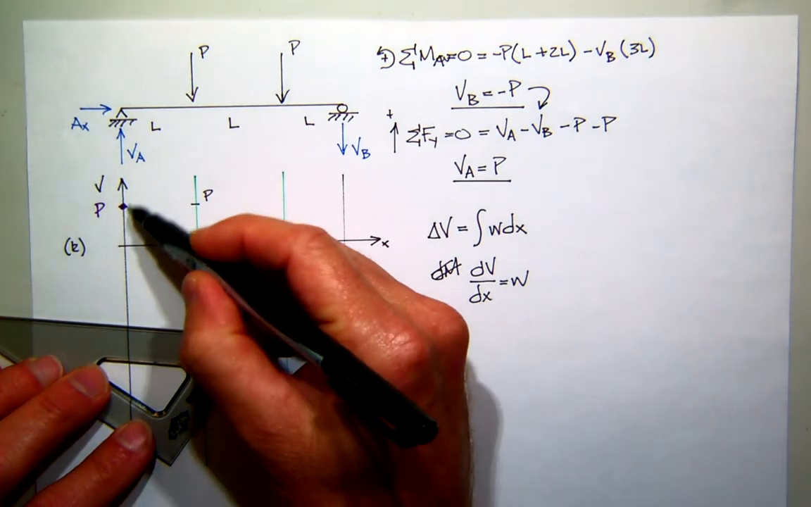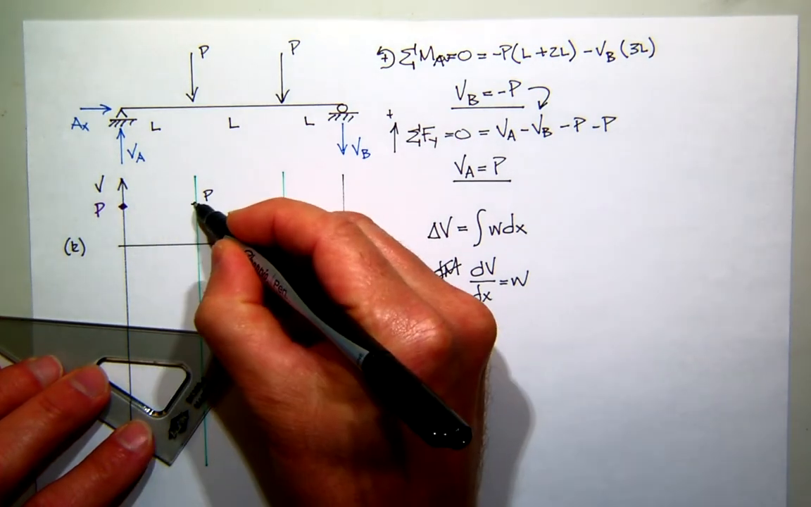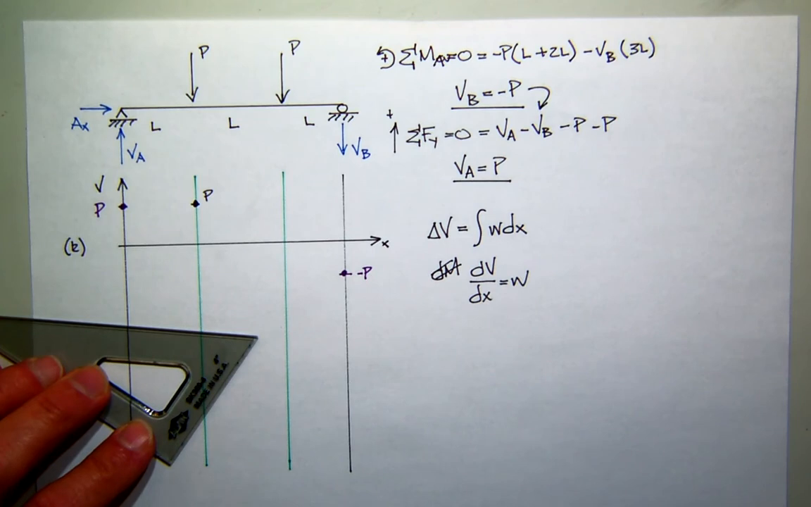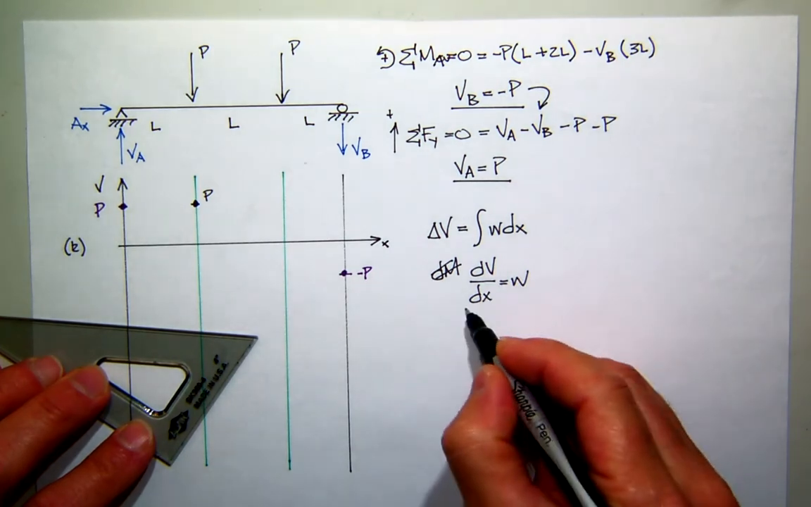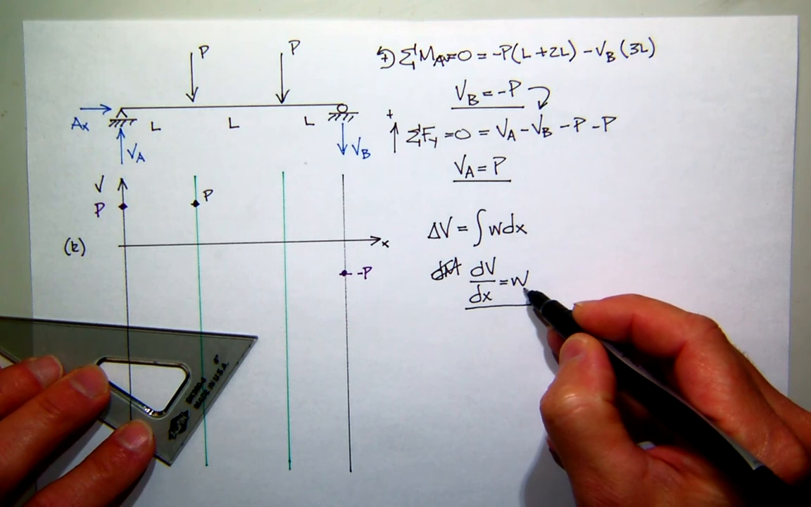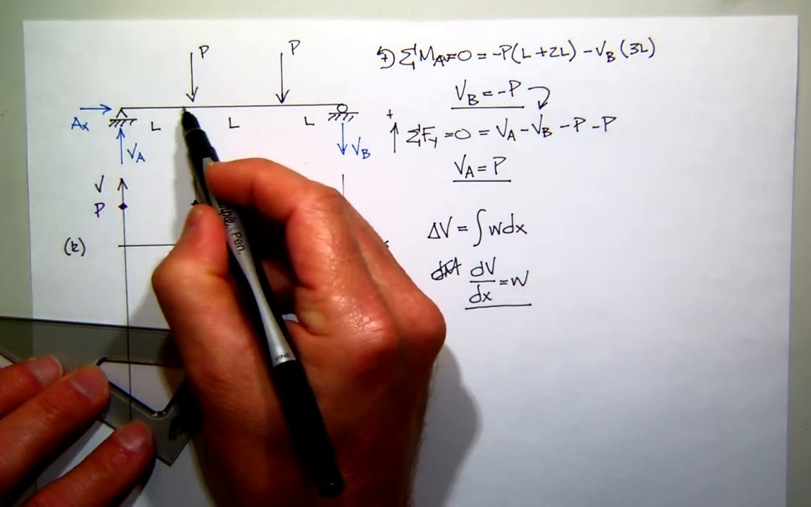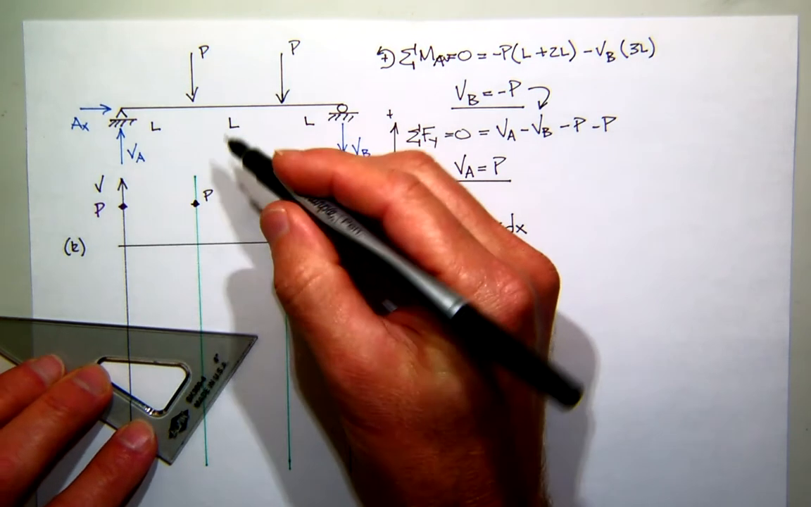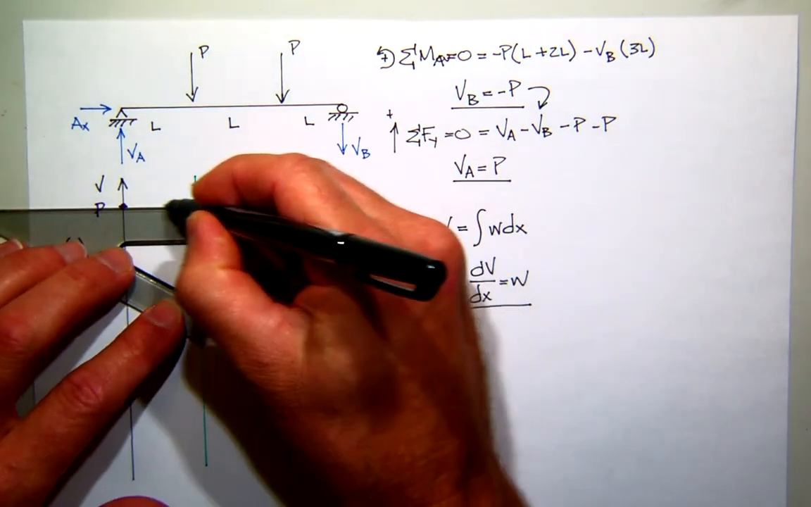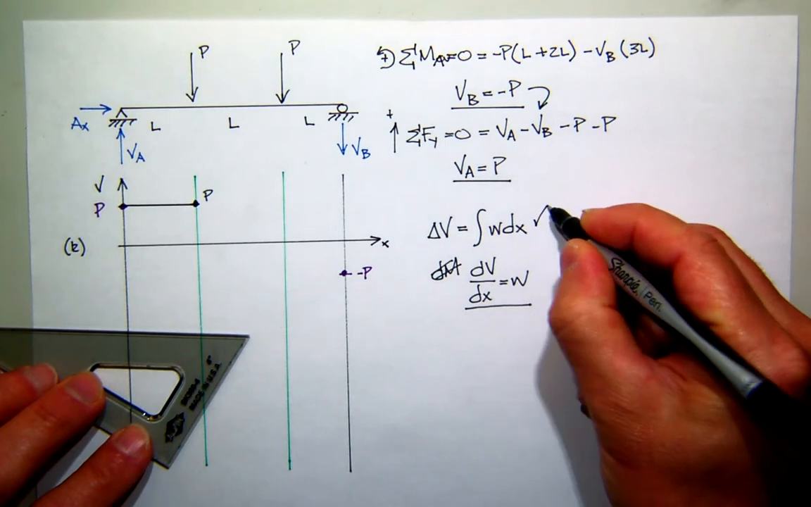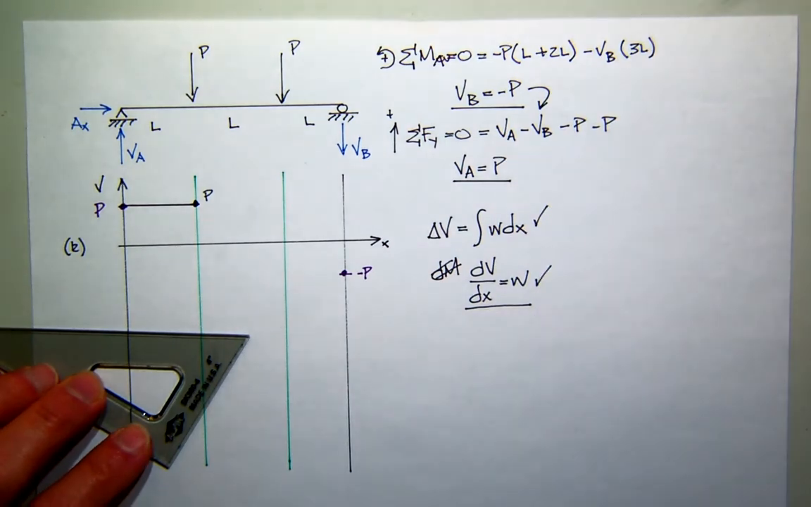Now how many curves can you imagine that would fit through these 2 points? Well, technically an infinite number. There's only one that's right, because only one of them satisfies this relationship, which says the slope is equal to the load. What is the load? 0. And what does 0 slope look like? Horizontal line. So that's the only curve that satisfies both these relationships.